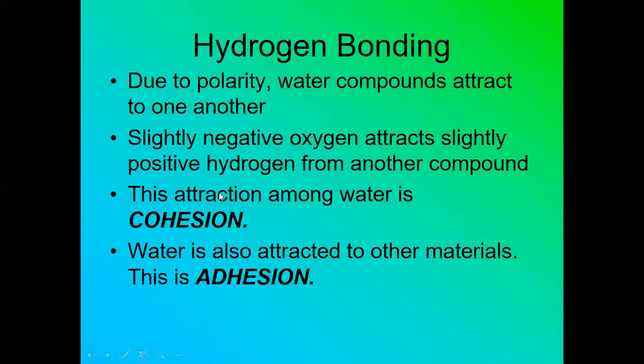Cohesion is the other one. Water is attracted to itself. An example of this would be when you go outside in the morning and there's little droplets of water balled up on a leaf. The water is more attracted to itself than it is the leaf, hence it forms that domed structure.